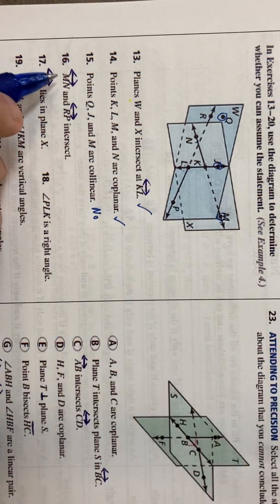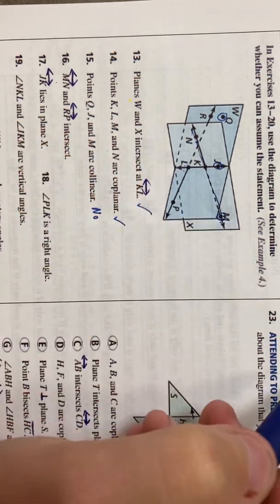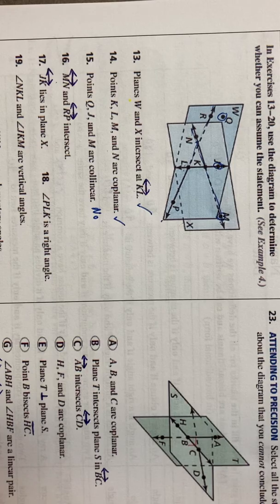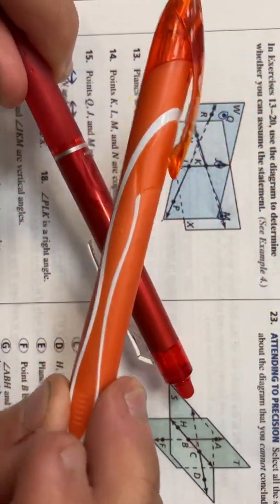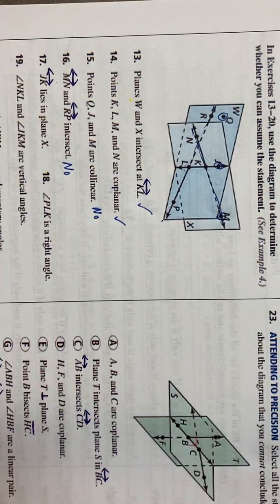Can we assume that these lines intersect? Line MN and line RP? No. It looks like they intersect maybe in the diagram, but they're actually on top of each other. So this would be a no. See what you can get for the rest.